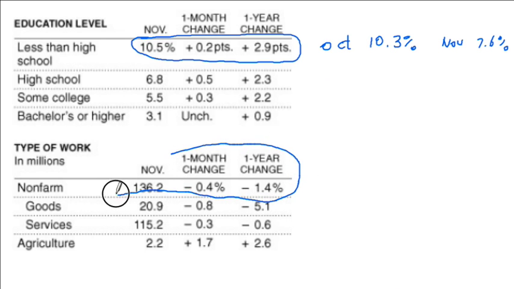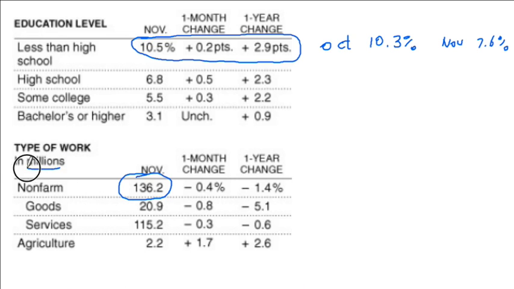The wording is exactly the same, the 1 month change and the 1 year change, but here, let me get rid of that circle right now. This is talking about the total number of people, 136.2 million, because it's in millions. And this is a percent change based on that number. So if you're going to work with these two things, it's not just add and subtract 0.4 from this number. You have to actually use the grandma formula.